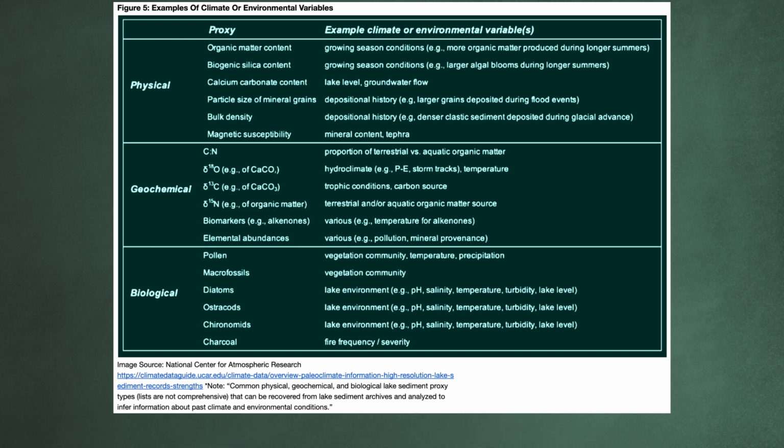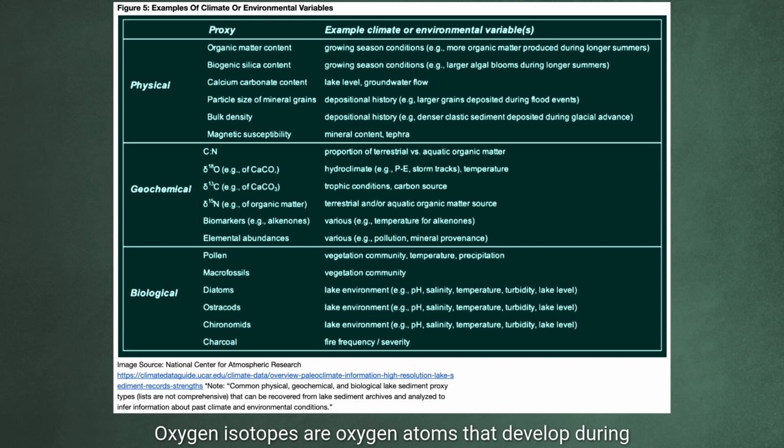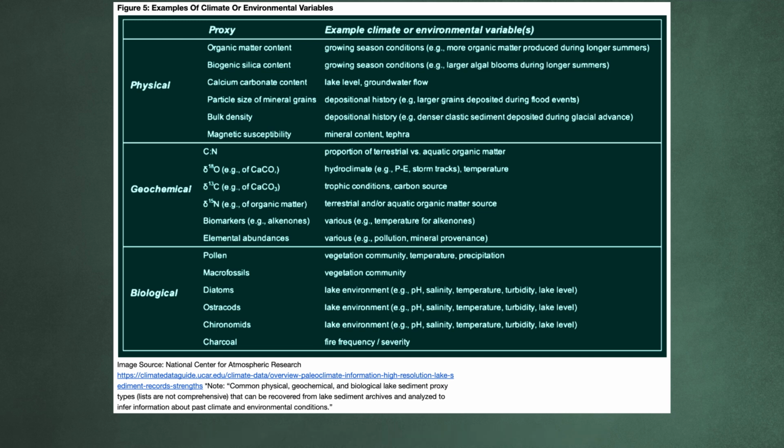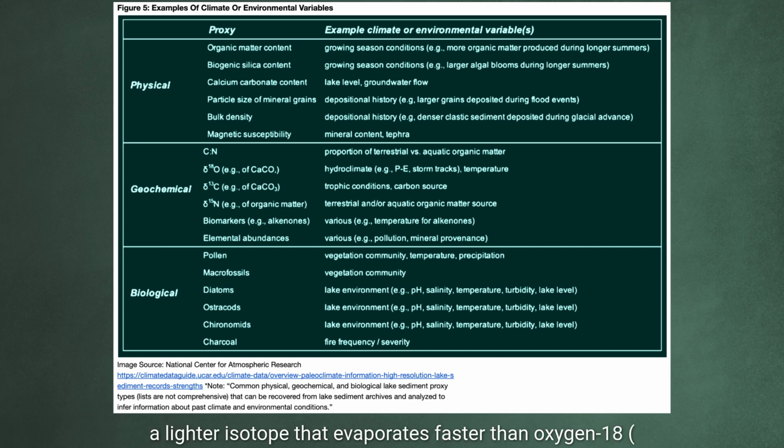past climates. Scientists use the oxygen isotope ratios in mollusk shells to reconstruct past environmental conditions, such as ocean temperatures and ice volume. Oxygen isotopes are oxygen atoms that develop during calcium carbonate, CaCO3, formation in the shell. Researchers focus on oxygen-16, 16O, a lighter isotope that evaporates faster than oxygen-18, 18O, which is a heavier isotope that condenses easily, a phenomenon known as isotopic fractionation.